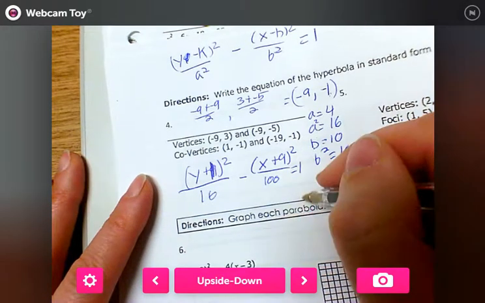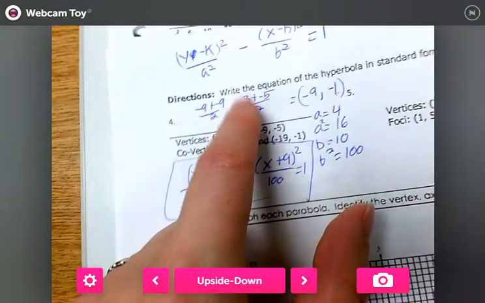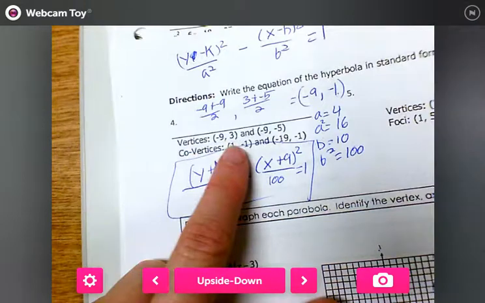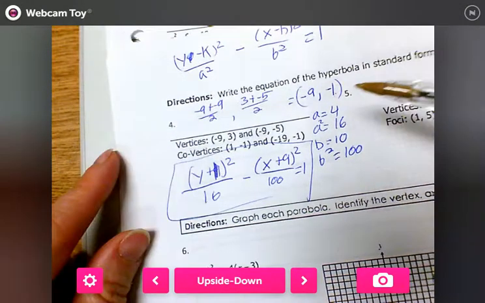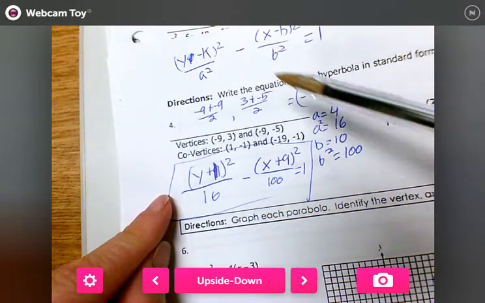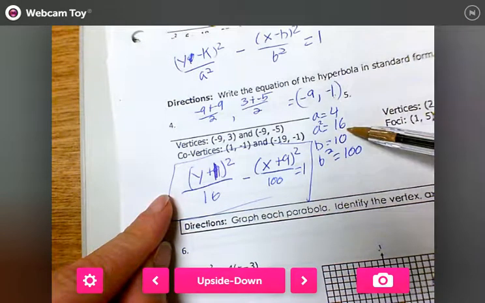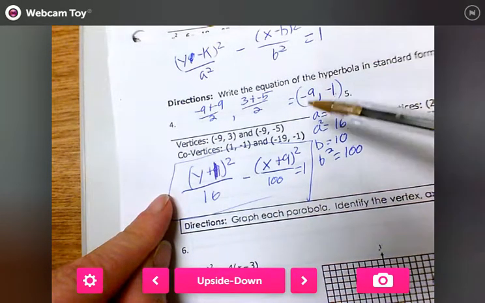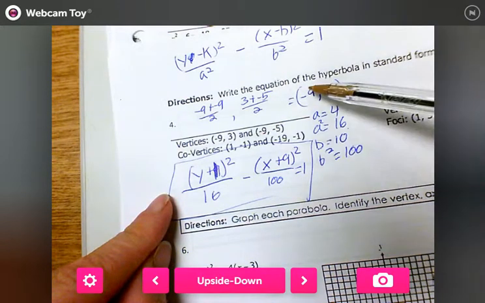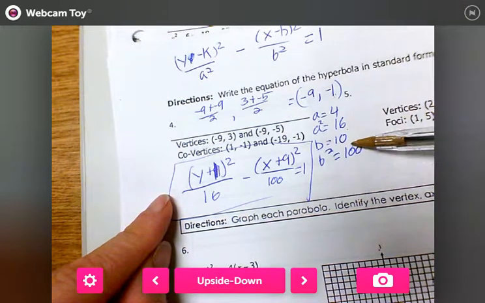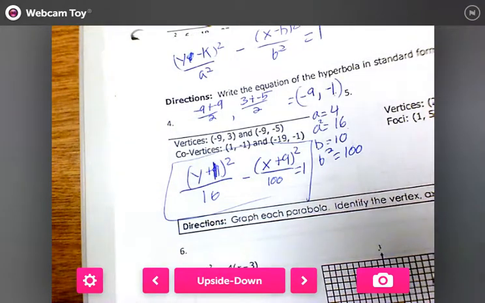Is that better? Find the midpoint if we're dealing with vertices and co-vertices. Find the distance from the center to one of the vertices. That gives you a, and then you can find a squared. Find the distance between the co-vertices and the center. That gives you b, and then you just find b squared. Better? For those of you who are listening.